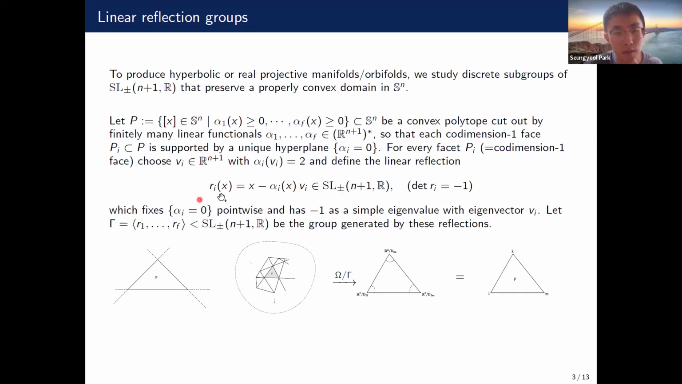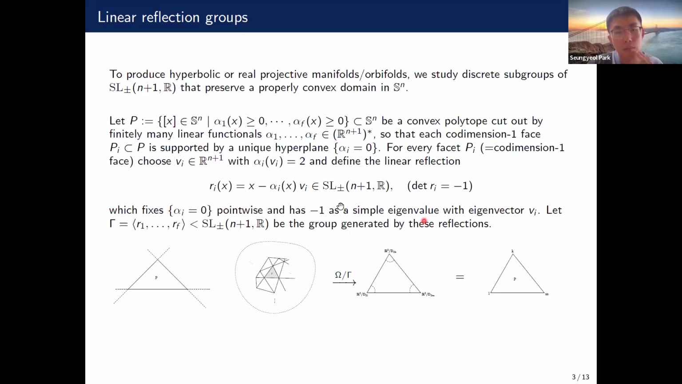So this is called the linear reflection. The role of this endomorphism is that it fixes each element of this kernel pointwise, and also it sends vi to minus vi. So this endomorphism has an eigenvector vi with eigenvalue -1, and then it fixes the hyperplane pointwise.